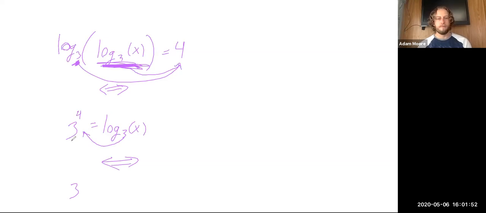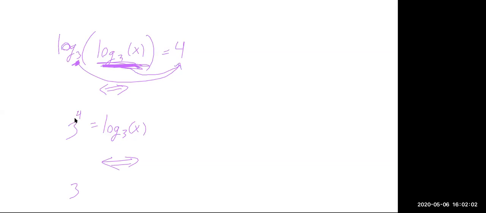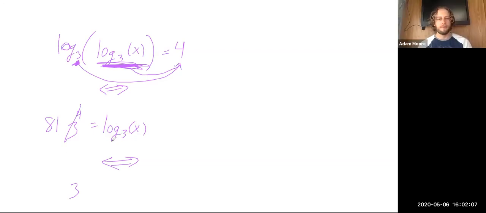Because of an order of operations issue, I might suggest that we figure out what 3 to the 4 is. Anybody got 3 to the 4 power? 81. It is. So we'll just call that 81. So in exponential form, this is 3 to the 81 power equals x. There you go. 3 to the 81 equals the x inside the log. And finally, we got the x by itself.